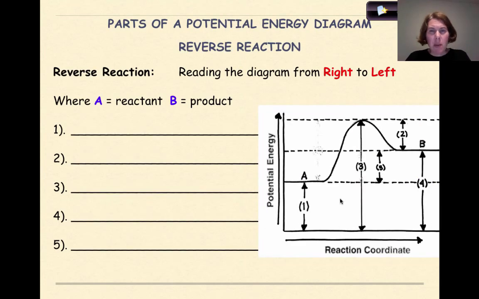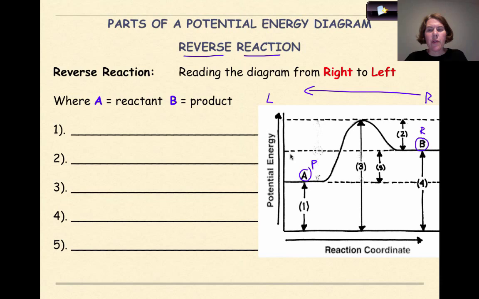Here's a similar diagram, a couple little differences from what we saw in the previous slide. Again, we're going to label the parts of a potential energy diagram, except in this case, we're going to be looking at a reverse reaction. So we're going to be reading from right to left. I'm still going to call this my left and this my right, but I'm going to be reading in this direction. So all of a sudden, B is now my reactant and A is now my product. I'm going to be looking at this in reverse.